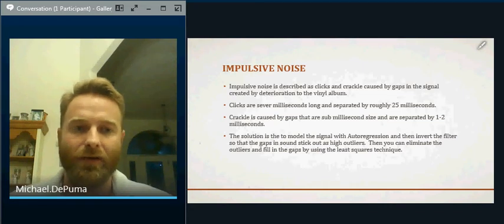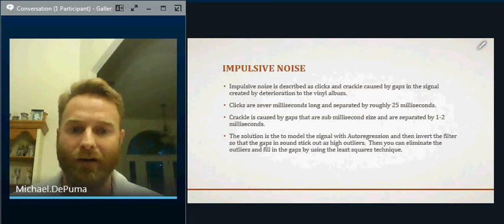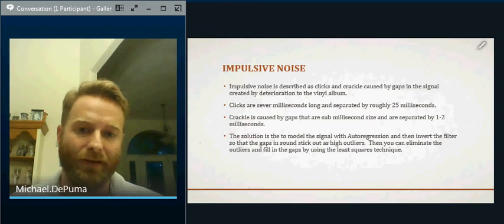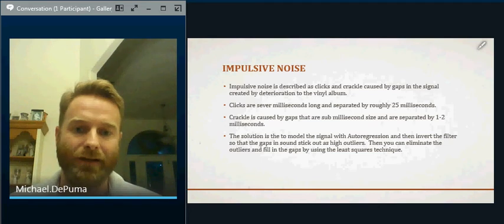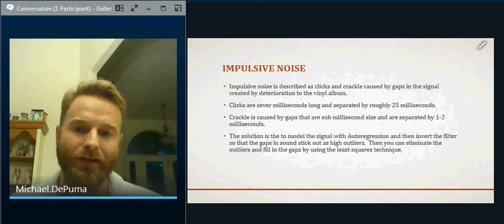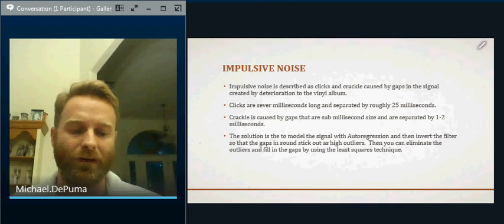The solution to fixing this problem is to do an auto-regression model, and then once you've modeled it, you want to invert your filter. The purpose of inverting your filter is so that the gaps now jump off the screen as basically high outliers on the image that you're looking at, and you can eliminate these outliers and then use a technique known as least squares to fill in the points where you've pulled out the outliers and piece it back together to create a remastered version of the signal.